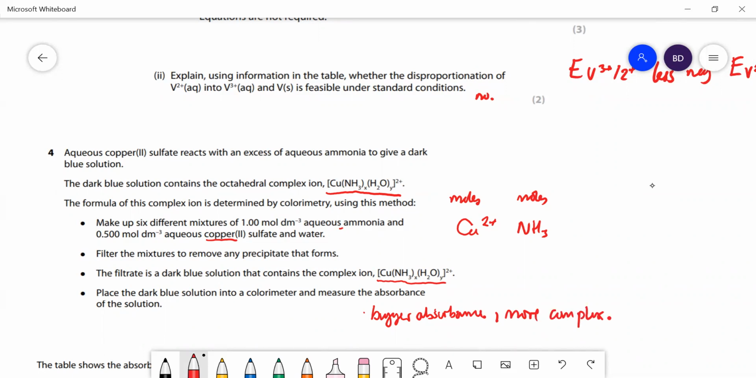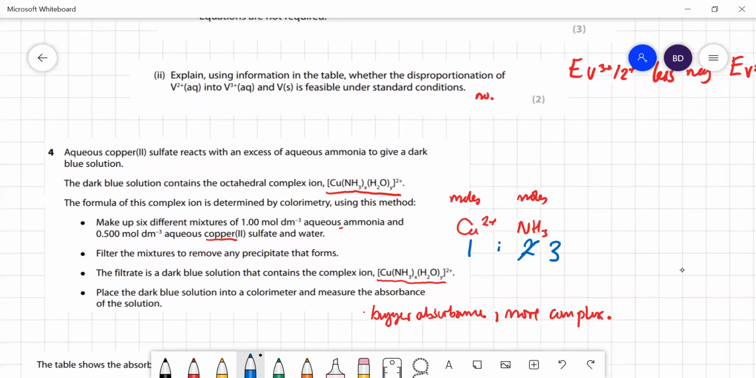Now, what we're trying to find out is the molar ratio here. So if we find out that for 1 mole of copper we need 2 moles of ammonia to make the darkest blue solution, then that would tell us that the value of X there is 2. If on the other hand we needed 3 times as many moles of ammonia as copper moles to make the darkest blue solution, then it would be 3, and so on.